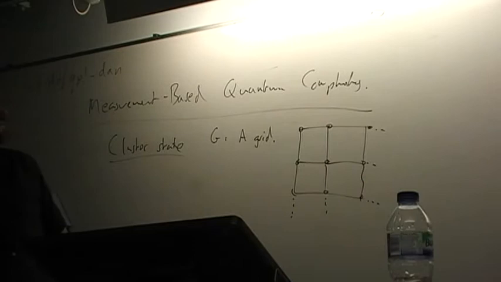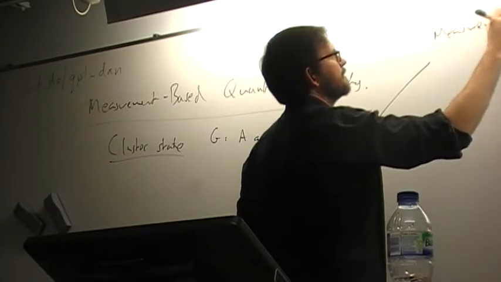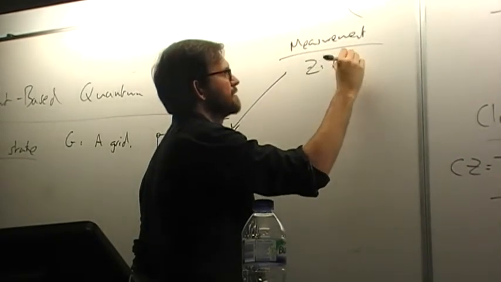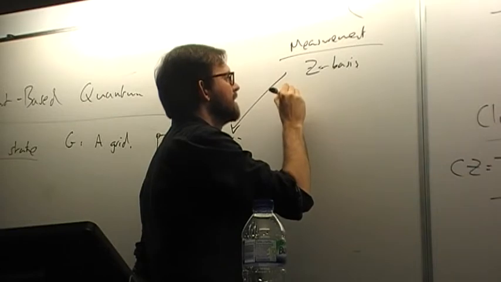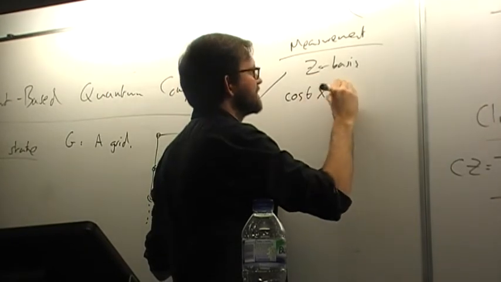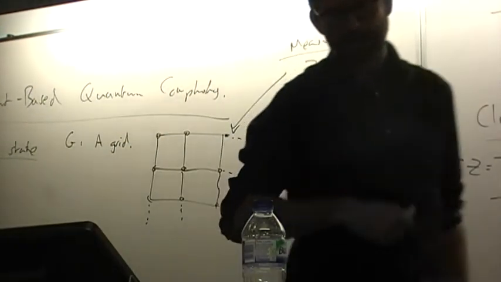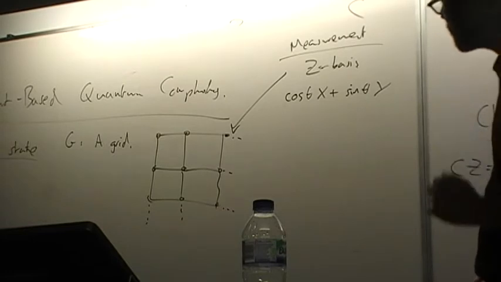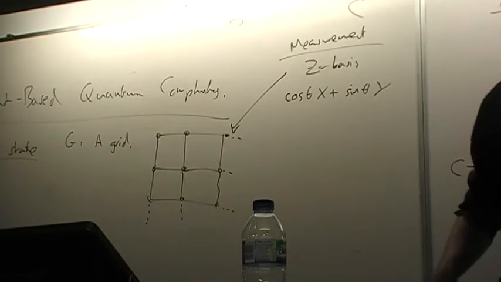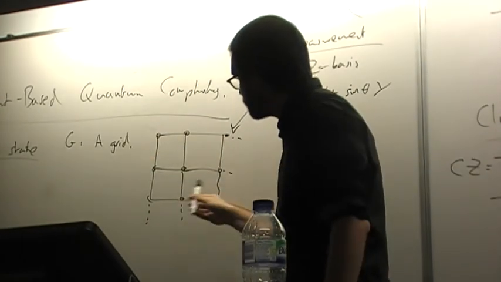So once you've built your square cluster state, each of these qubits is going to be measured in one of two types of bases, either the Z basis or a basis which is on the equator of the Bloch sphere. So we could write it cos theta X plus sine theta Y, some equatorial measurement on the Bloch sphere, where theta is a parameter that we can vary. And so our description of our algorithm is now a set of measurements for each of these qubits.